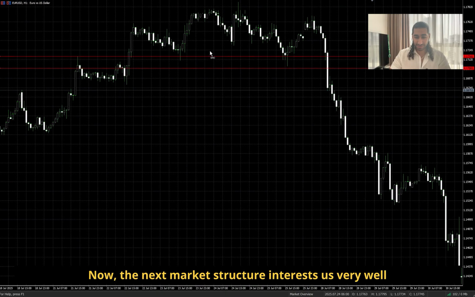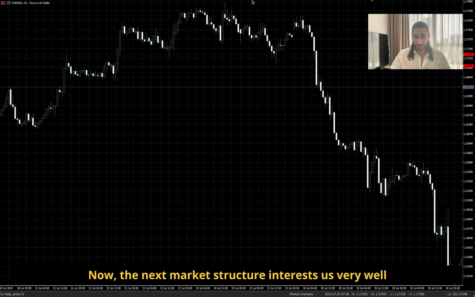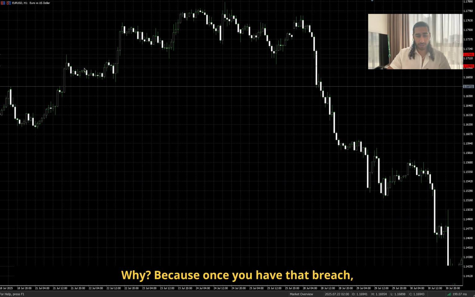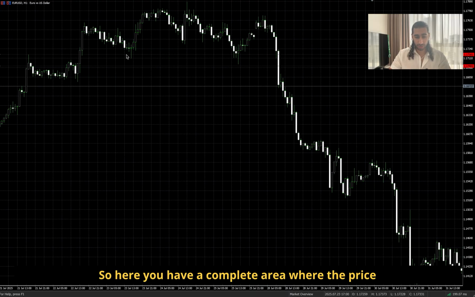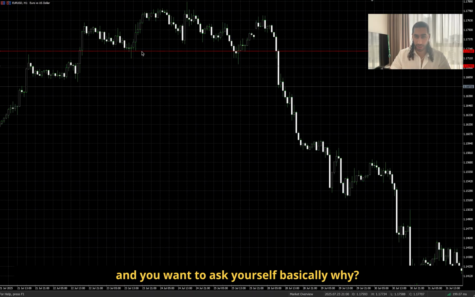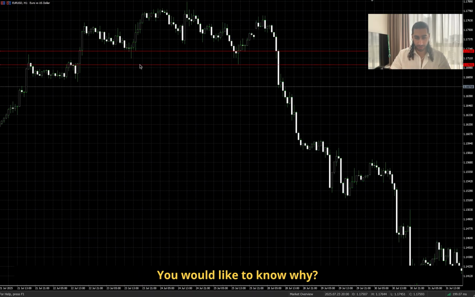Now, the next market structure interests us very well because it's a range. And this is very, very interesting. Why? Because once you have that breach, that same area got used to place buy orders and not sell orders. So here you have a complete area where the price didn't go lower for a few days. And you want to ask yourself basically why. You would like to know why.